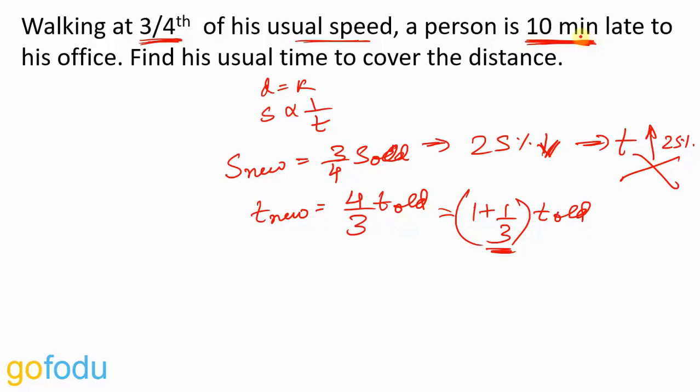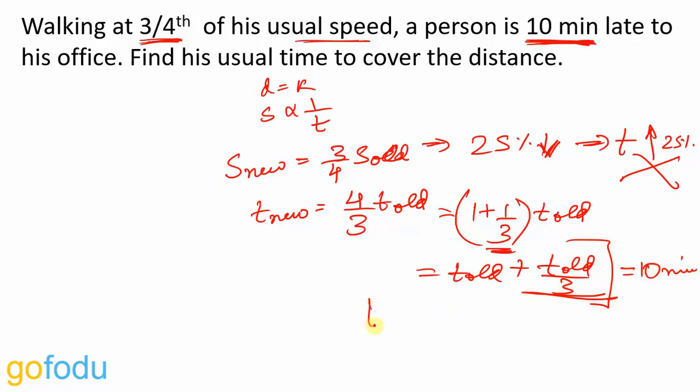And this 1 by 3 increase on the original time is given to us as a 10 minute increase, right? So 1 by 3 increment is equal to 10 minutes increment. We can say this is t old plus t old by 3. This t old by 3 part is equal to 10 minutes. That simply means the earlier time, the previous time, will be equal to 30 minutes. The time that he usually takes to reach office is 30 minutes. I hope with this video I was able to explain the proportionality between speed, time and distance when one out of these three parameters is given to you as equal in two cases.